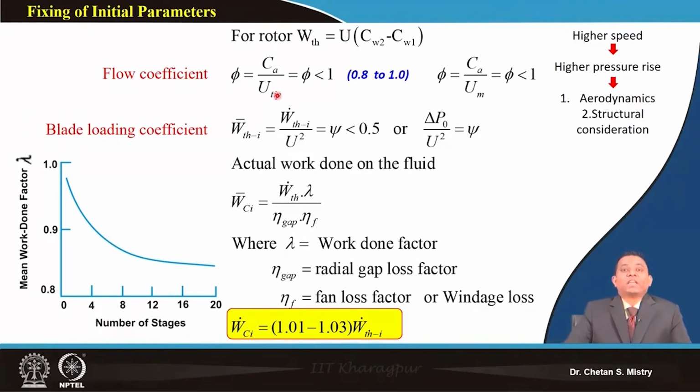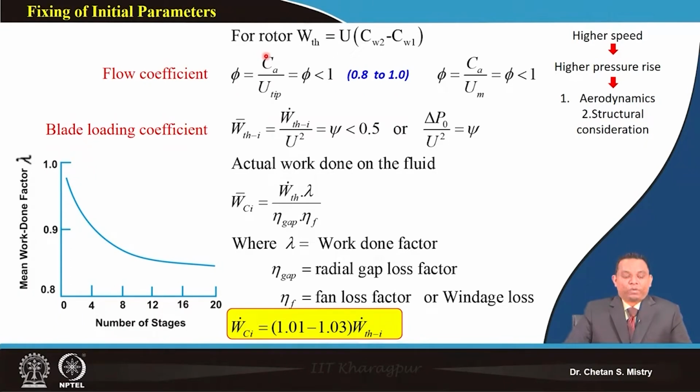Secondly, if the peripheral speed is known to us, we can assume the flow coefficient and, based on that, calculate the mass flow rate. This peripheral speed is defined as pi times d times N by 60, so it also decides the rotational speed and the diameter. So this is a very important parameter, the flow coefficient.